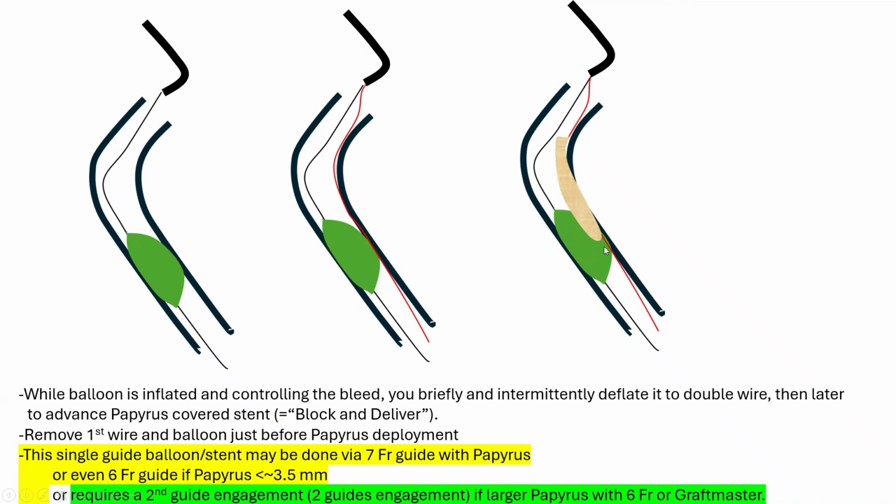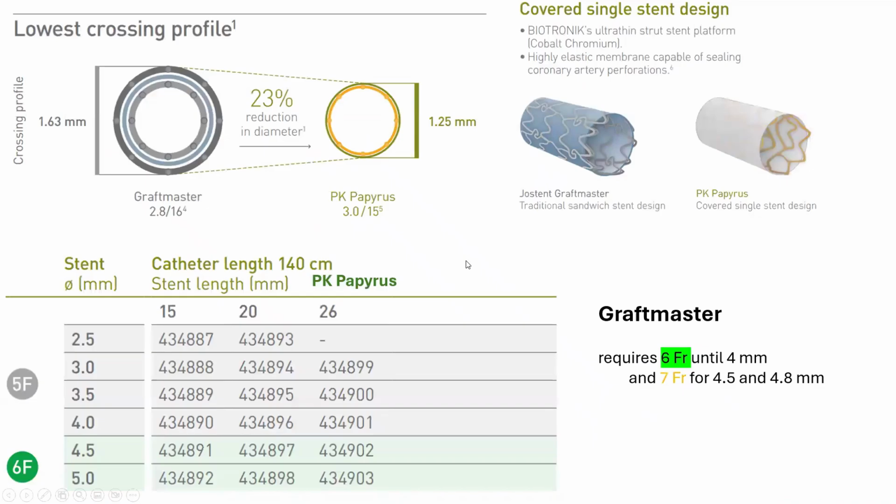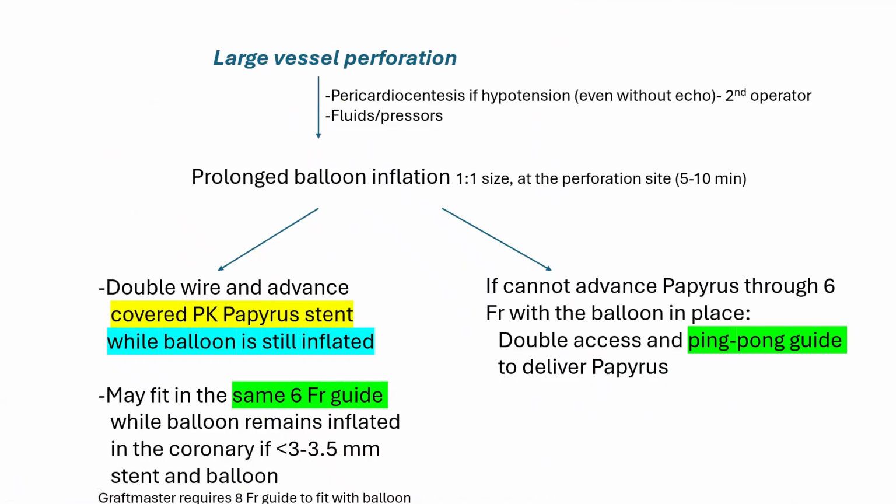If you try to swap your balloon for a cover stent, the patient may have a large amount of bleeding during this swapping one or two minute process. So it's best to keep the balloon inflated while you're advancing your cover stent. And I will explain more in detail how to do that.